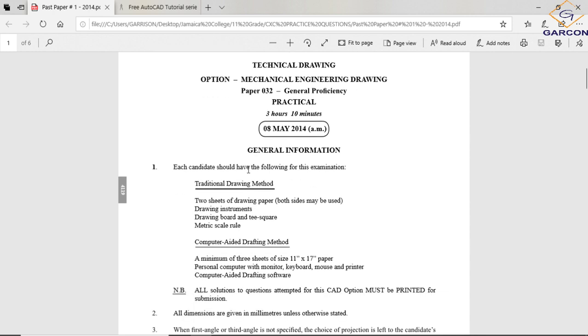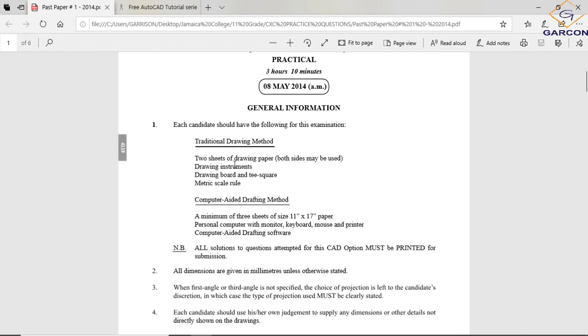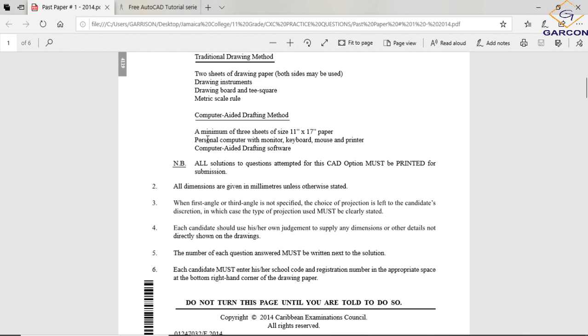It says each candidate should have the following for the exam. If you had the traditional drawing, which you're not, you use the instruments here. For the computer drawing, a minimum of 3 sheets of size 11 by 17. We don't use 11 by 17 anymore, we use A2 size, which is 17 by 22 paper. A personal computer with monitor, keyboard, and mouse. The school provides this for you because you can't use your personal computer within the exam. Computer aided drawing software, which is AutoCAD.